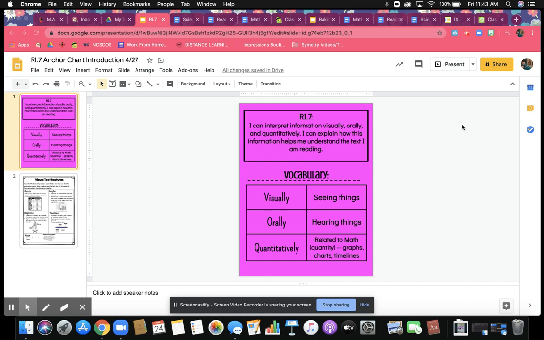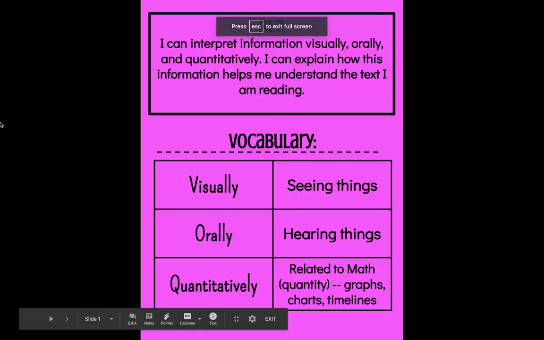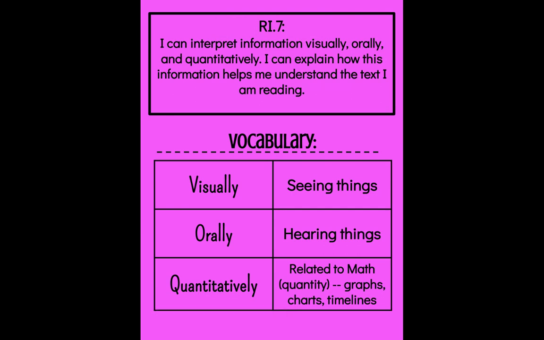Hey guys, so I am just going to introduce to you your standard for this week. So we are doing RI.7. So that says I can interpret information visually, orally, and quantitatively. You can explain how this information helps you understand the text you are reading.